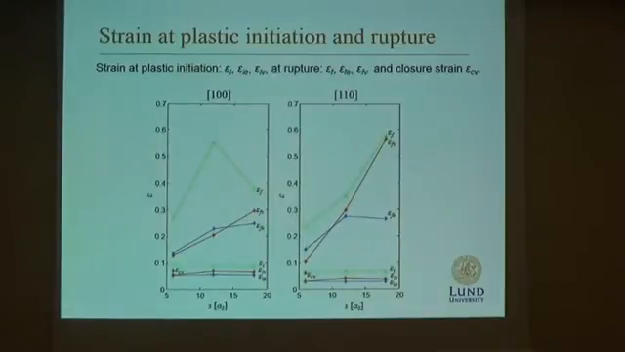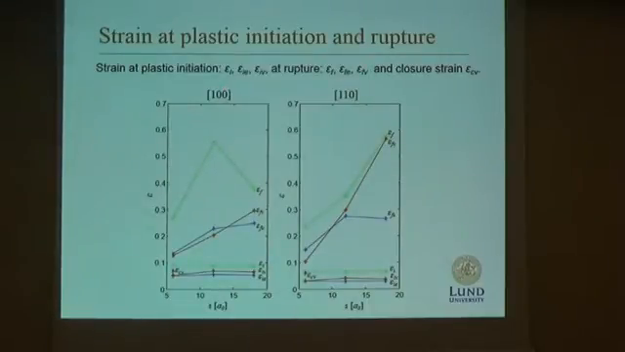So now to the results from these simulations. They're all summarized in this picture, basically. Here we have the strain at plastic initiation, with the index I. We have the strain at final rupture with the index F. And for some cases we will have closure of the defects. Then we have an index C here. And these are for the two different directions, the 1 0 0 and the 1 1 0.